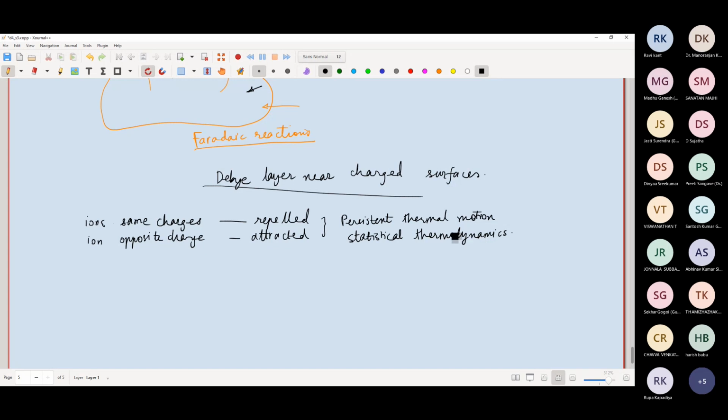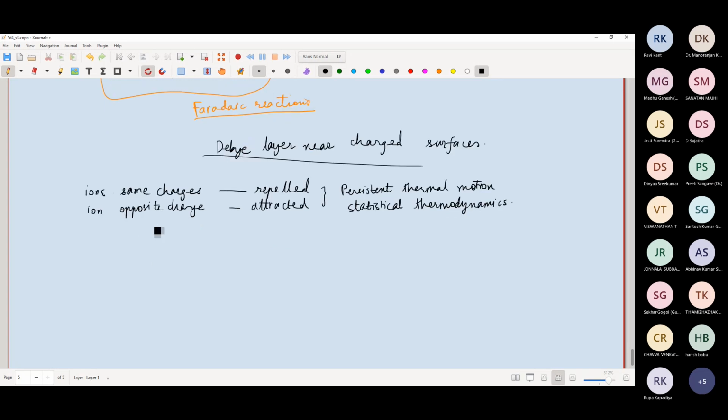In fact, statistical thermodynamics can also help in describing the structure of the Debye layer, but we will not go through that route today. We will look at the continuum modeling and we will make certain assumptions. The ions with the same charges are called co-ions, whereas the ions with the opposite charges are called the counter ions.